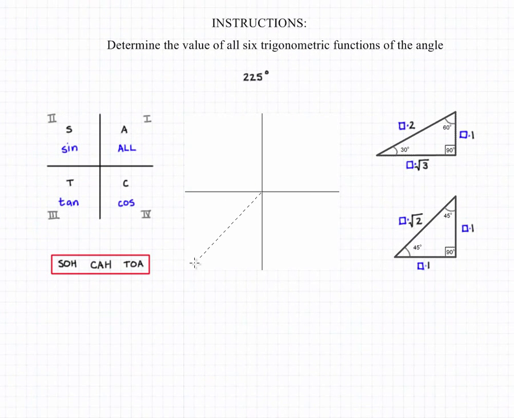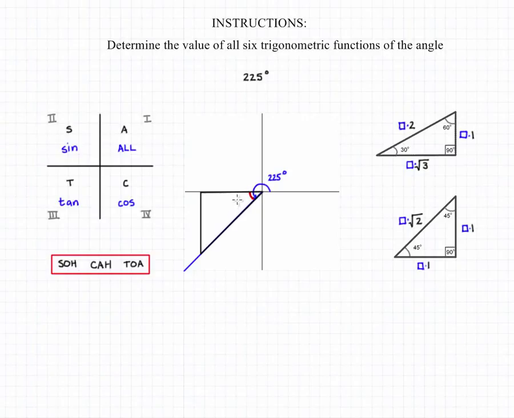In order to determine the values of the 6 trigonometric functions of 225 degrees, we're first going to sketch out 225 degrees, and then we're going to make a triangle based on the line that we drew. So one part of the triangle being on that line, a vertical line going straight to the x-axis, and then a line along the x-axis to form a right triangle.